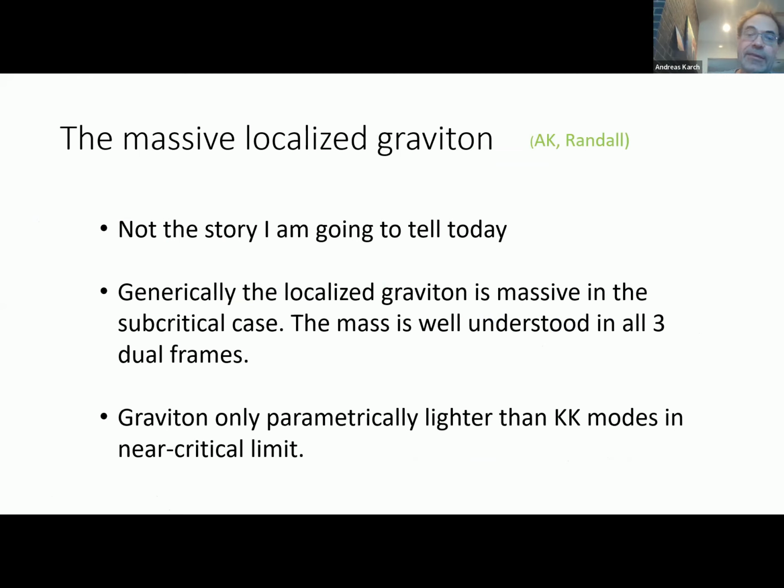The graviton that you get on this AdS4 brane is massive. That's not a story I want to tell today. I gave way too many talks about this already. The mass can be understood in all three dual frames. But one thing I want to point out is there's something very special about the near critical limit.